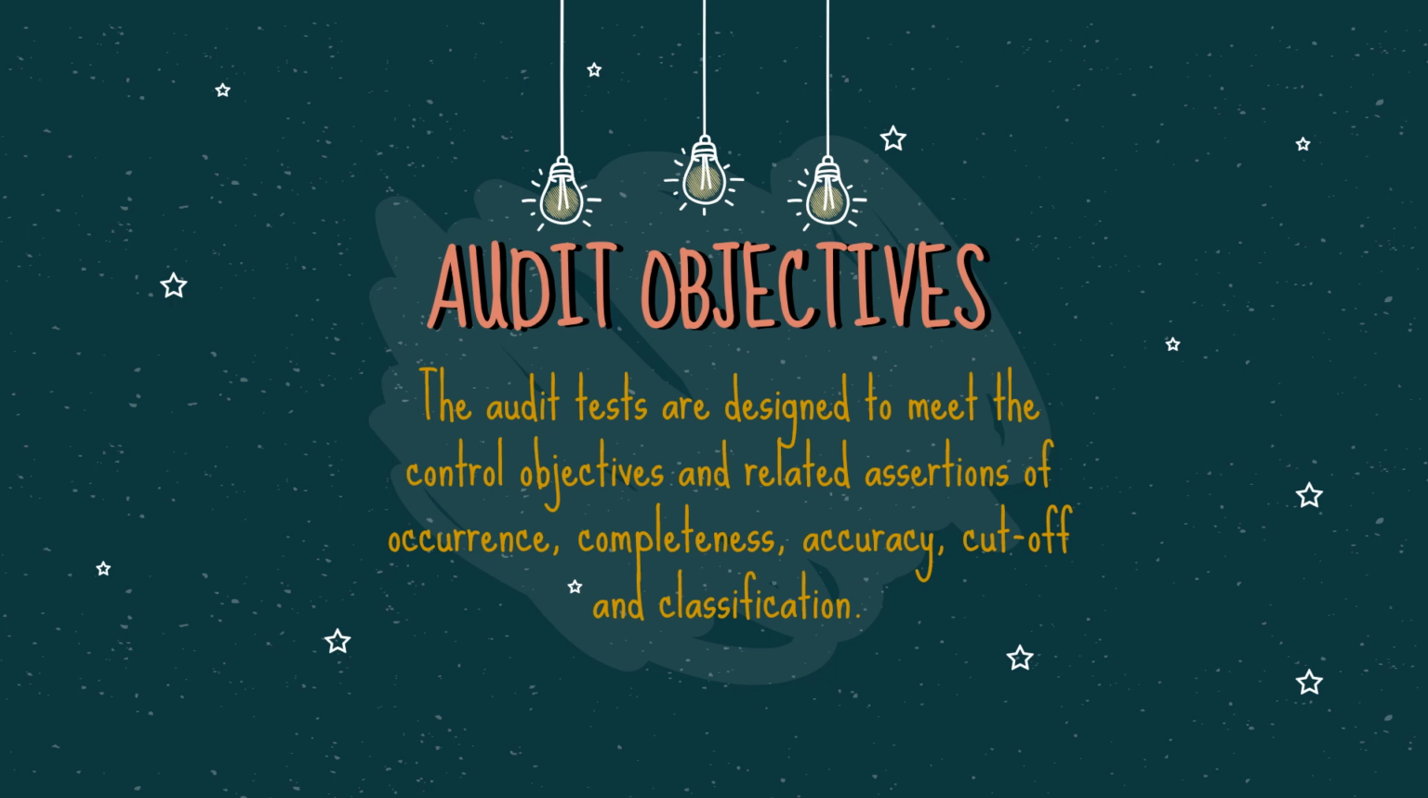I think you guys maybe did not really know what occurrence is. Let me tell you. Occurrence: all recorded payroll transactions have actually taken place. Next, completeness: all payroll transactions are processed and recorded. What about accuracy, cut-off, and classification? All payroll transactions are recorded at their proper amounts in the proper accounting period and proper accounts.